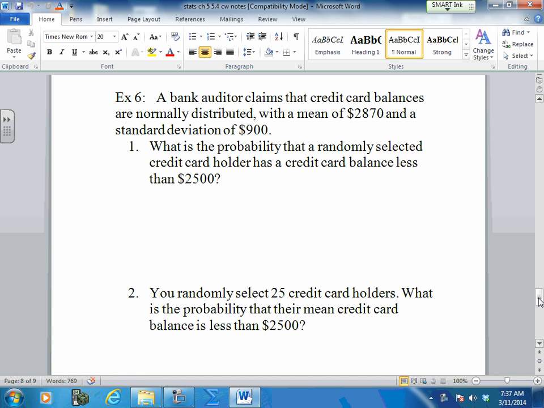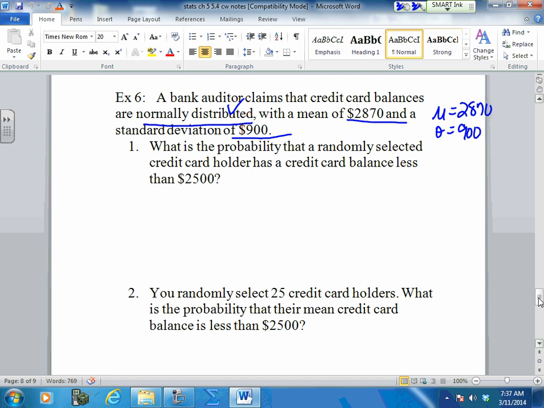Okay, a bank auditor claims that credit card balances are normally distributed, so we know we can work with this, with a mean of 2870 and a standard deviation of 900. This comes from your population. The population of your credit card balances are normally distributed. Don't forget, this is about 10 years ago or so, probably 12 years ago now.